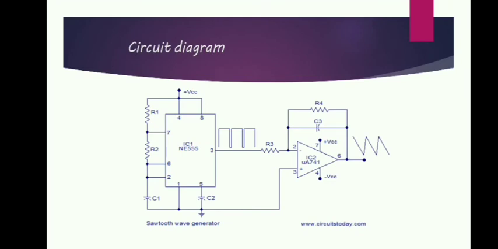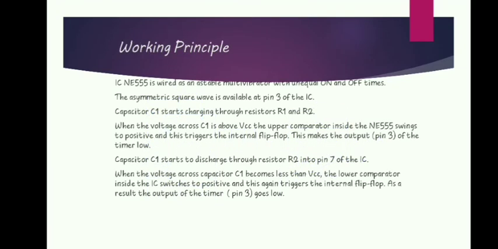comparator inside the IC will switch to positive saturation, and again the flip-flop will be triggered. Now the output of the timer will go high. This action is repeated and hence we will get a square wave at pin 3 of the NE555 timer. Now we have obtained the square wave. It is an asymmetric square wave.